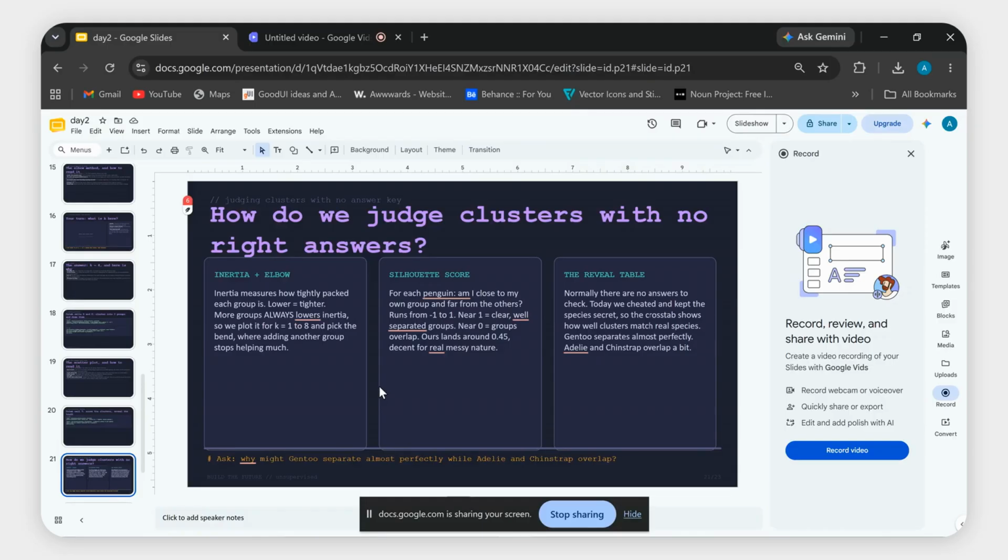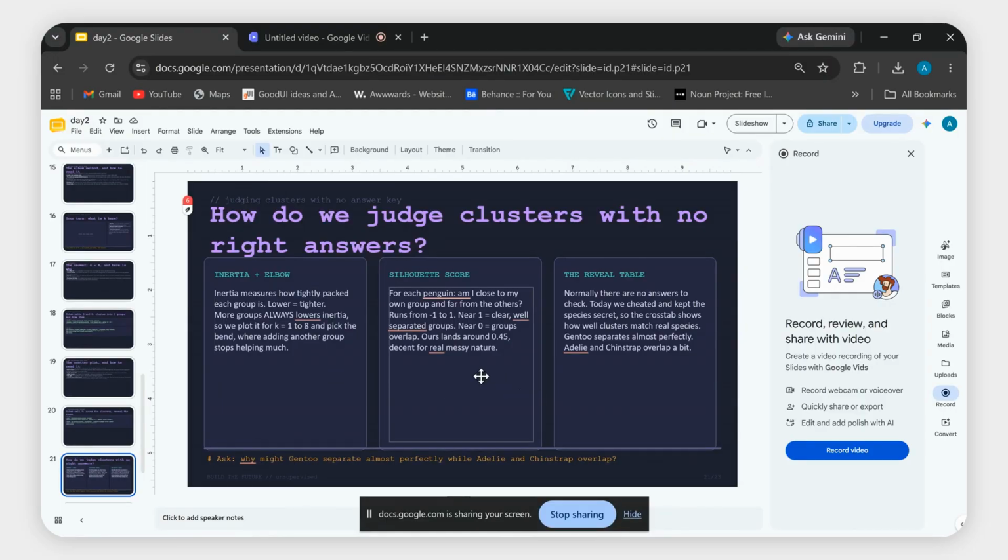So we have three tools: the inertia elbow, the silhouette score, and the review table. The inertia elbow measures how tightly packed each cluster is. We plot it for different values of k and look for the elbow, where adding more groups becomes meaningless, in the sense that the model has stopped learning.